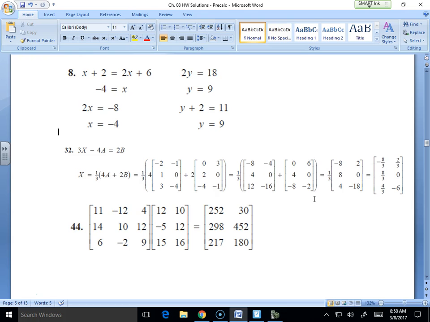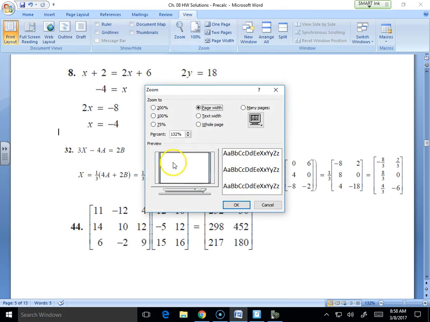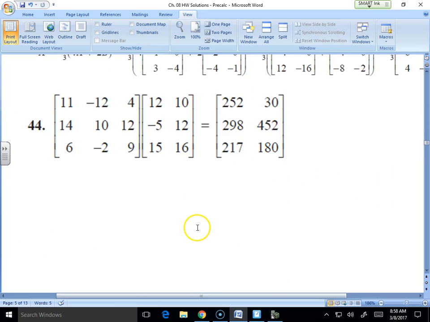Number 32 is really tiny. Hold on. You guys probably can't see that, huh? Although you're young, you have good eyes, right? Just kidding, you're on your phones all the time.